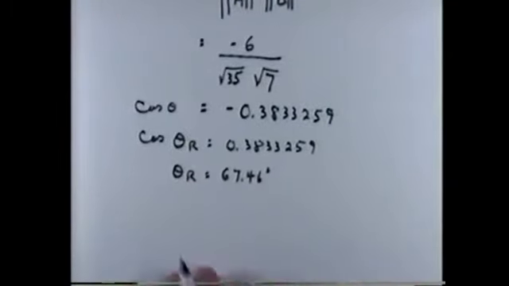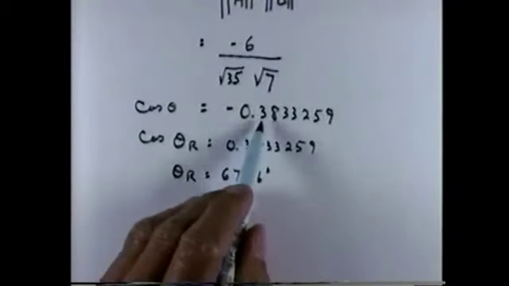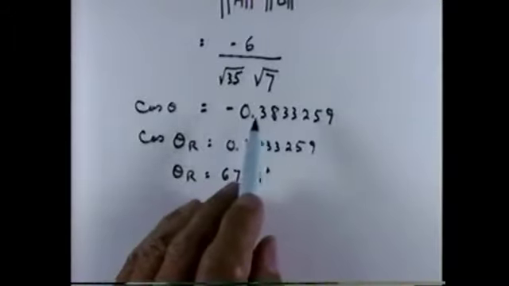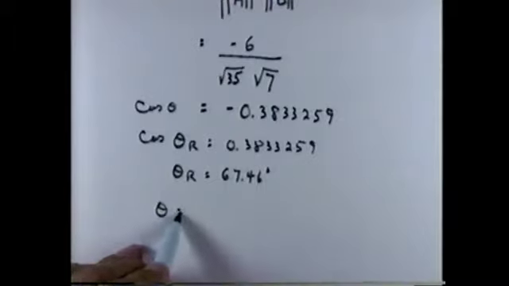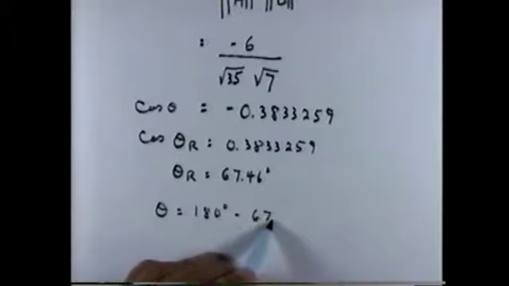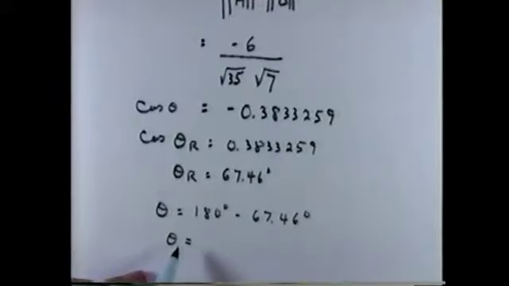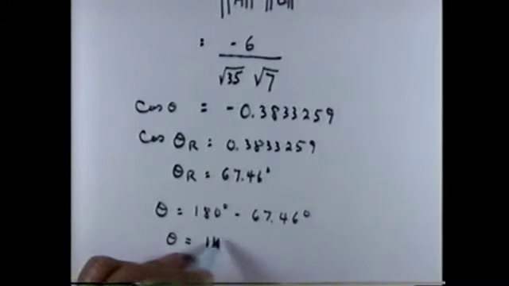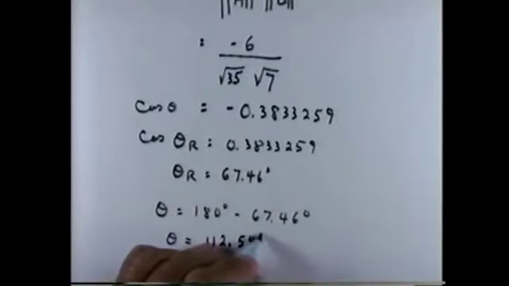67.46 degrees. But now, since cosine is negative, that means it's in the second or third quadrant. Well, we're defining the angle to be between 0 and 180, so it's going to put it in the second quadrant. So theta is equal to 180 degrees minus 67.46 degrees, or theta is going to be 112.54 degrees.